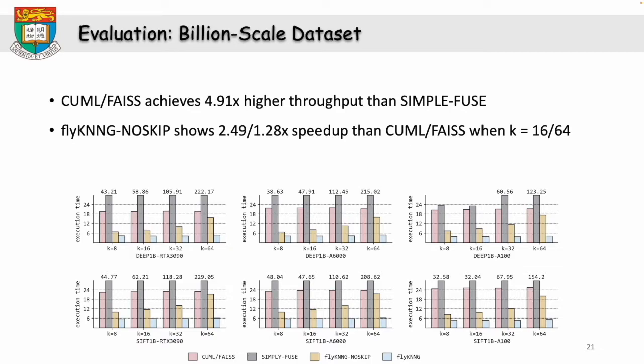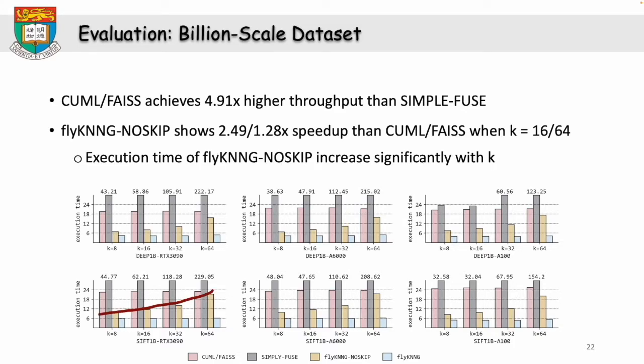FlyKNG no skip is the KNG construction algorithm proposed in this paper, but without topk selection pruning. Compared with cuML, it achieves 2.49 times speed up when k equals 16 and 1.28 times speed up when k equals 64. FlyKNG no skip selects topk elements on the fly with distance matrix calculation. It does not need to store and reload the large distance matrix, which occupies a considerable portion of the overall workload of cuML. It is noted that the execution time of FlyKNG no skip significantly increases with k.